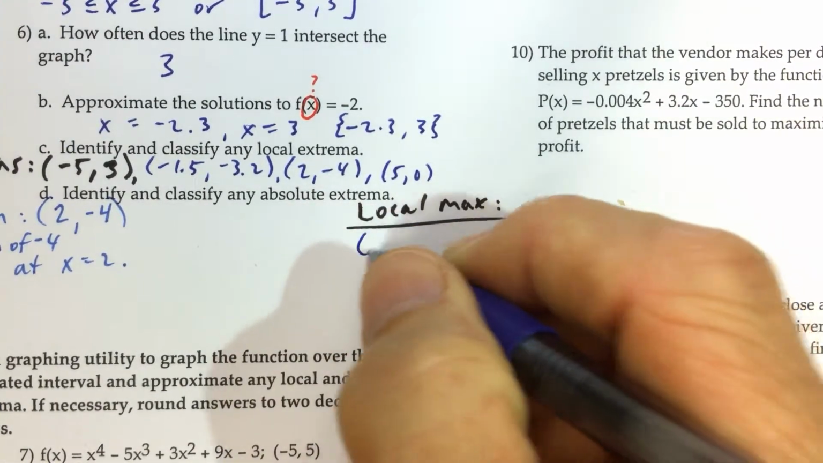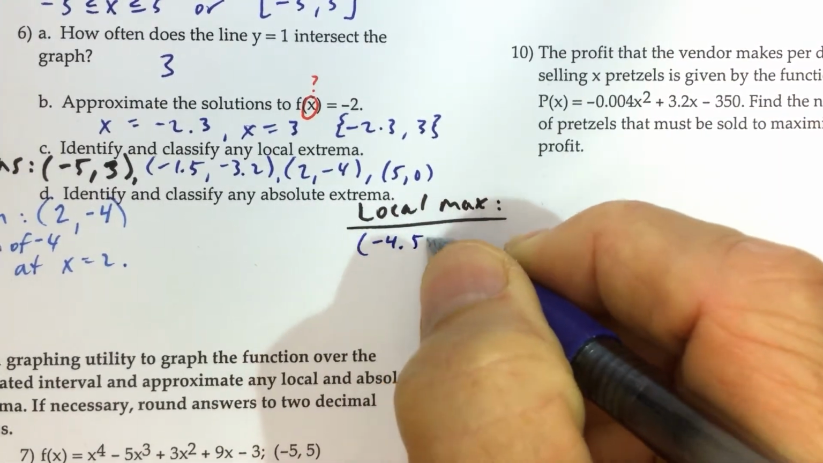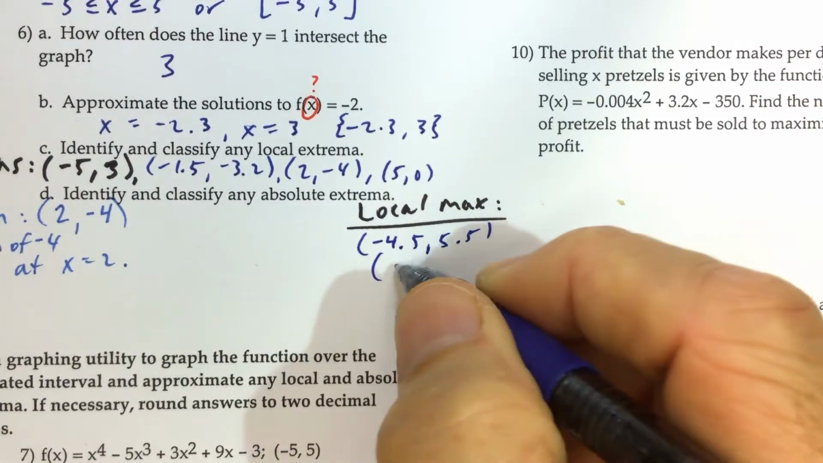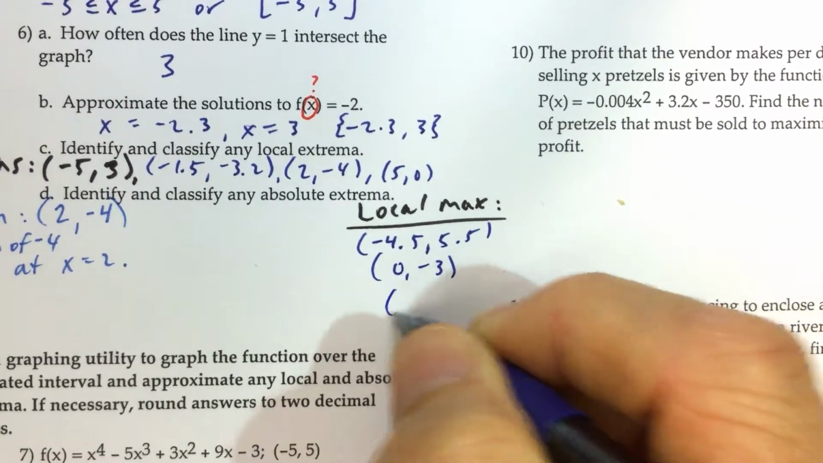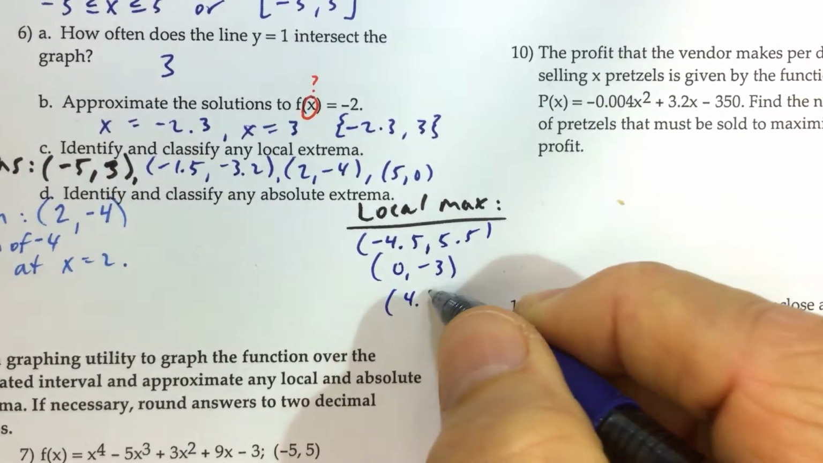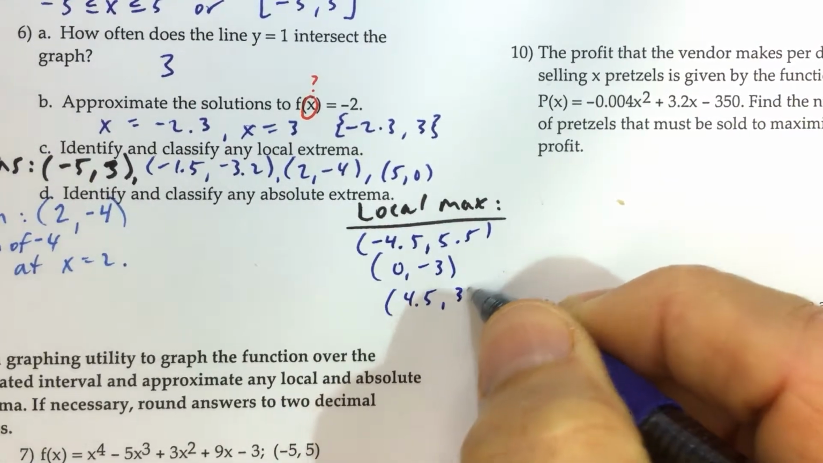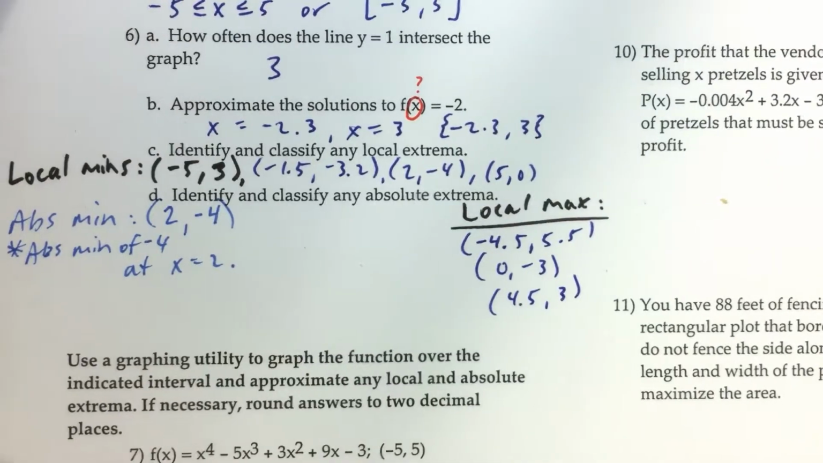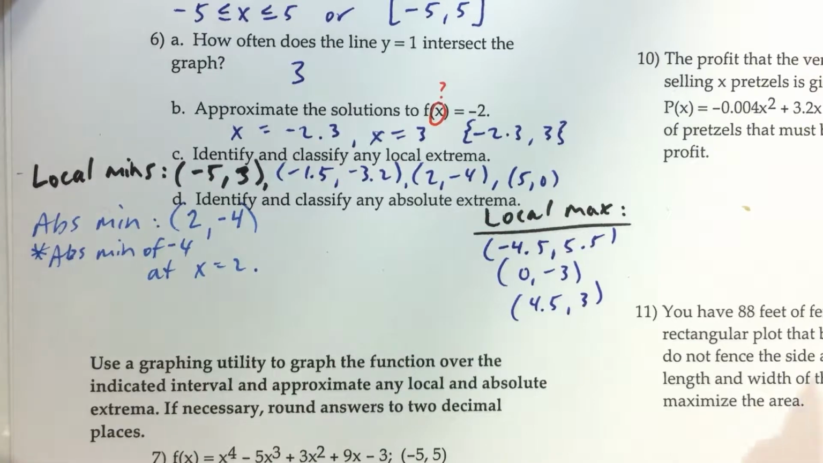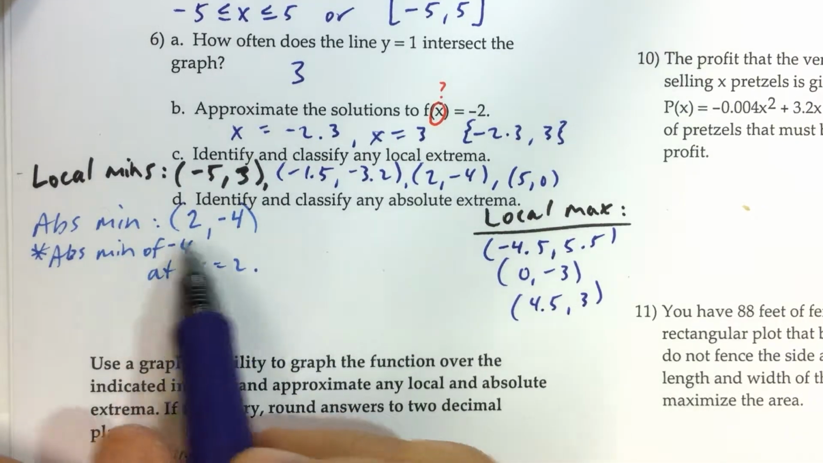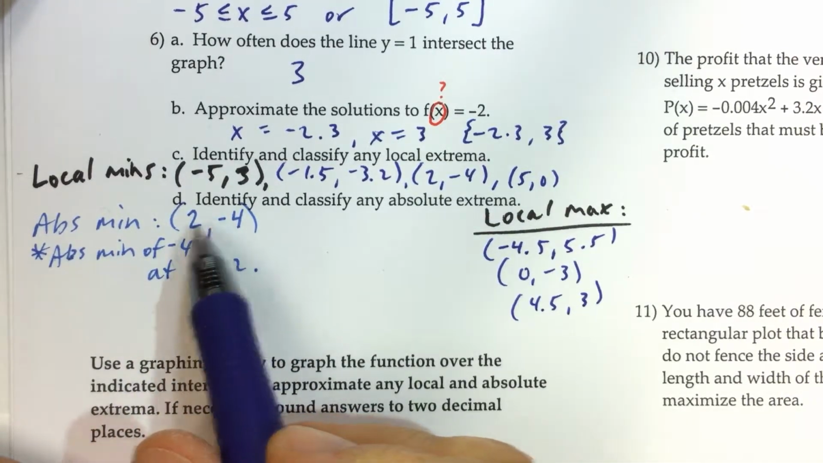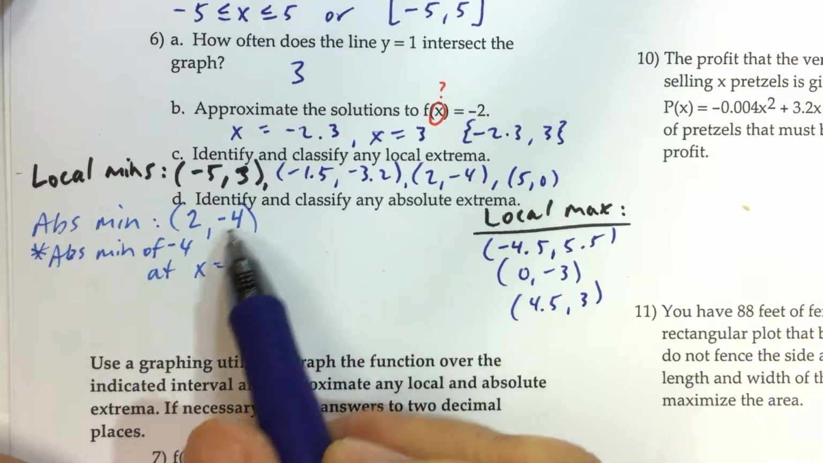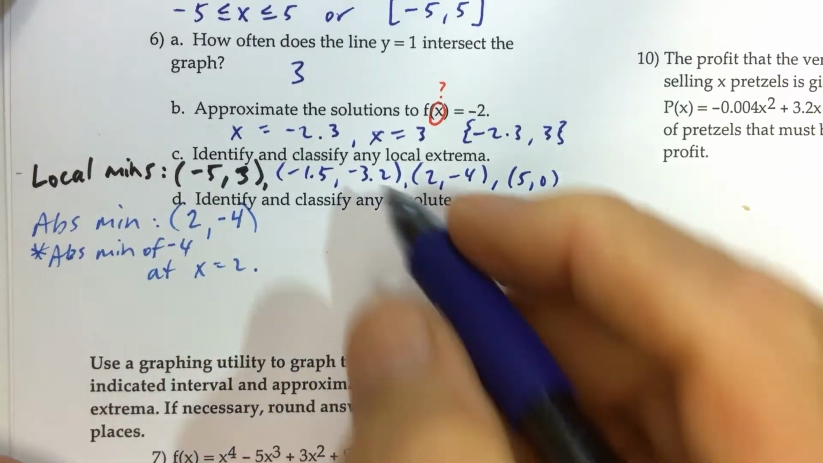So the first local max would be our negative 4.5 comma 5.5. Another local max at 0, negative 3. And then the last local max would be 4.5 comma 3. So that takes care of our local mins and maxes. And then our absolute min, we talked about that in class. So the absolute min is at 2, negative 4, or you could say an absolute min of negative 4 at x equals 2. I kind of like that as well.